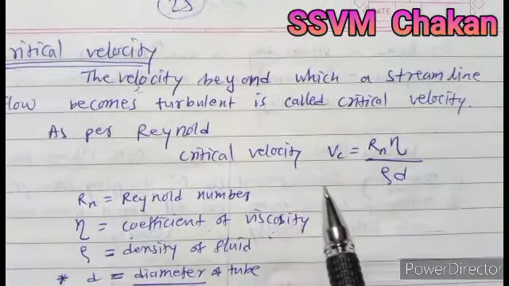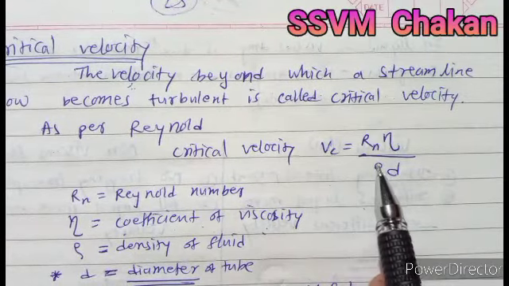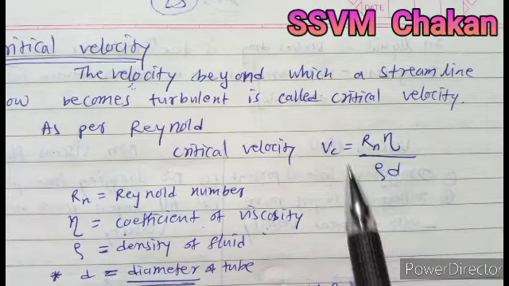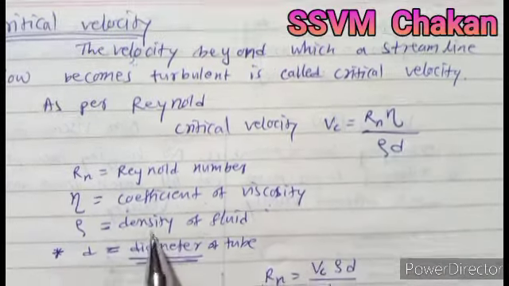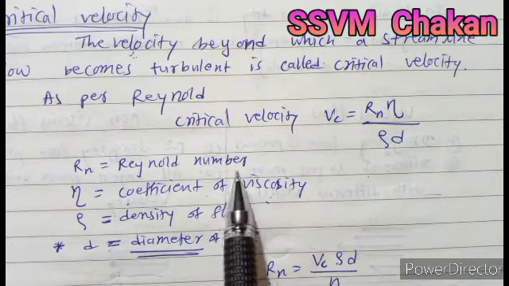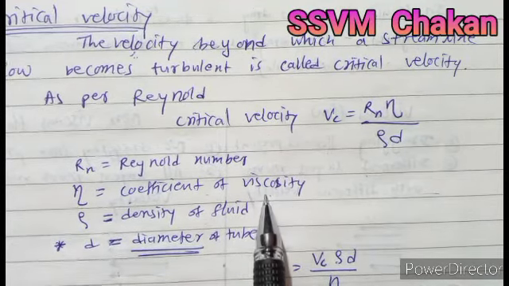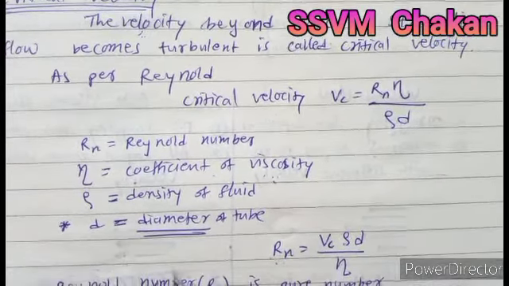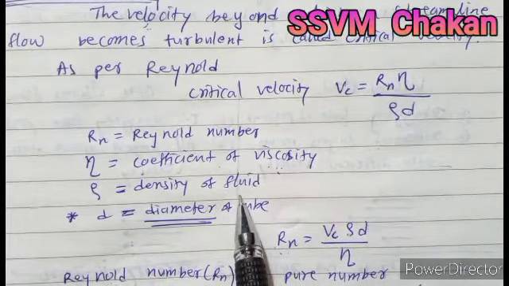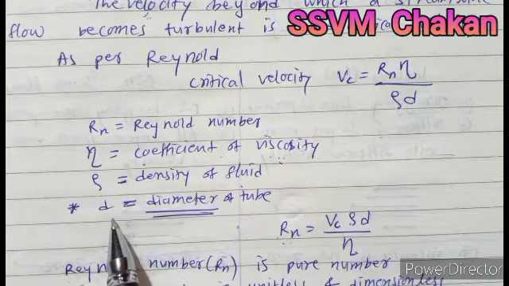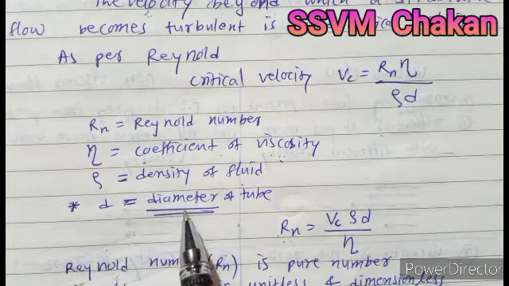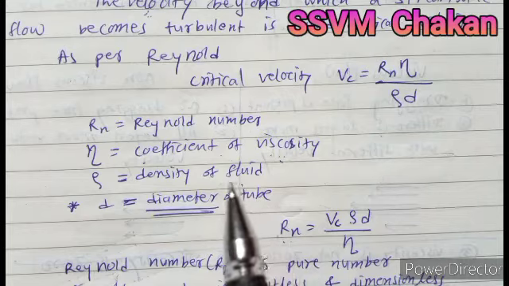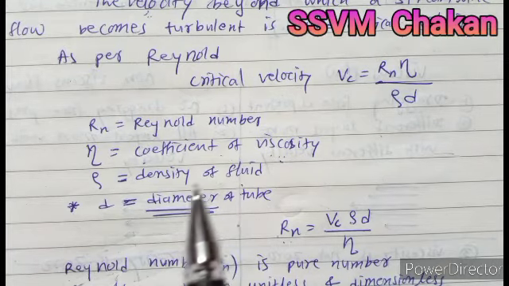To calculate the critical velocity, we use the formula Vc = Rn eta divided by rho into d. Its proof is out of syllabus. Rn is known as Reynolds number. Eta is called the coefficient of viscosity. What is the coefficient of viscosity? That part we see afterward. Rho, density of fluid. D, diameter of tube. Whatever we see related to water, the same you see related to the flow of gas also.